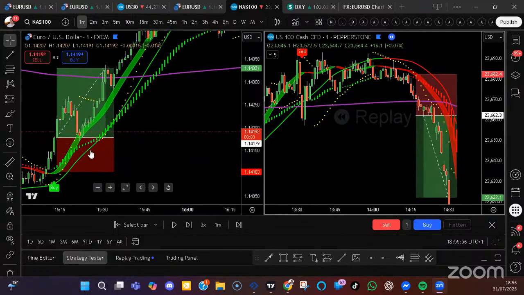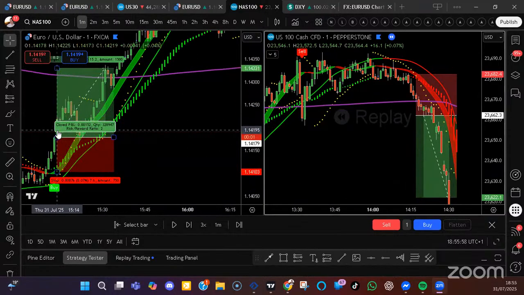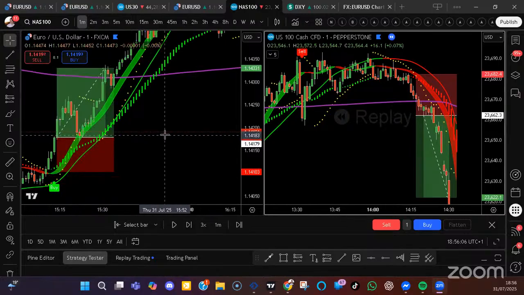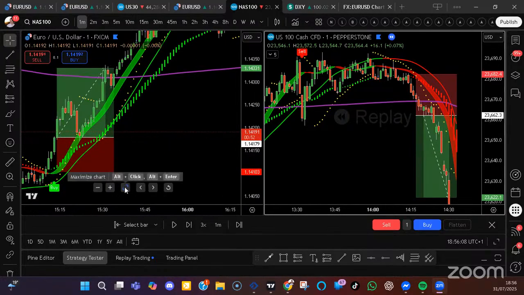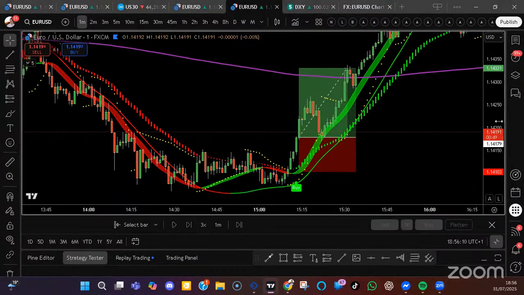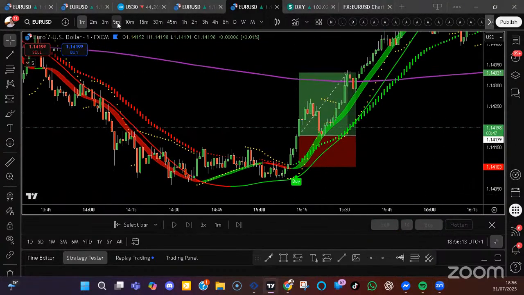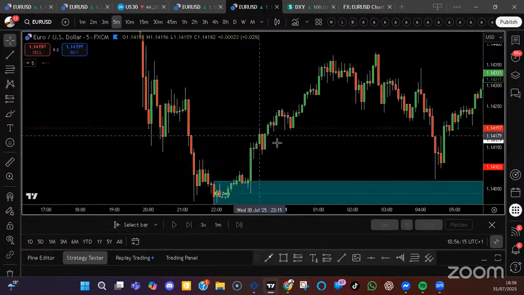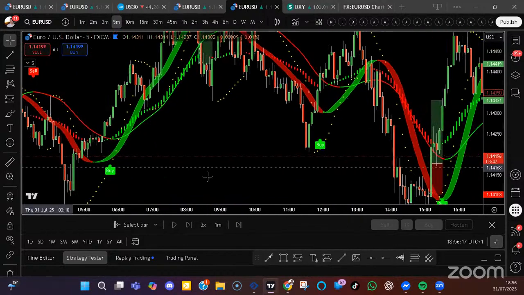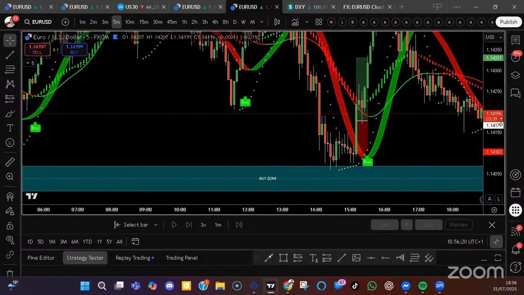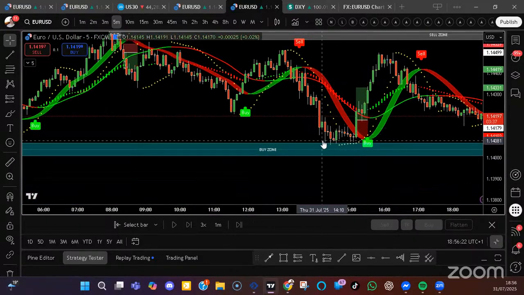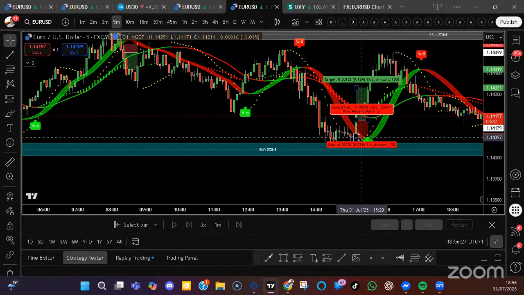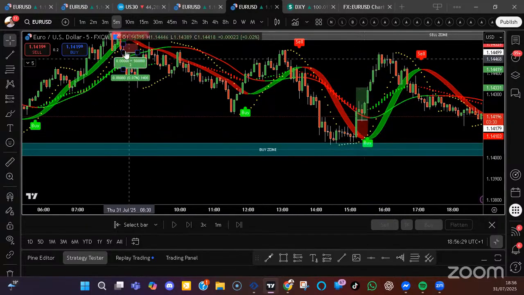What happened? First, we'll have a look at the EUR USD because there was a buy at 14 minutes past 3 here in the UK in the afternoon. Let's study this in a bit more detail because I'll put it on the 5-minute time frame. Here we can see, price went into the buy zone, skipped along the buy zone. So we knew to take the next buy.